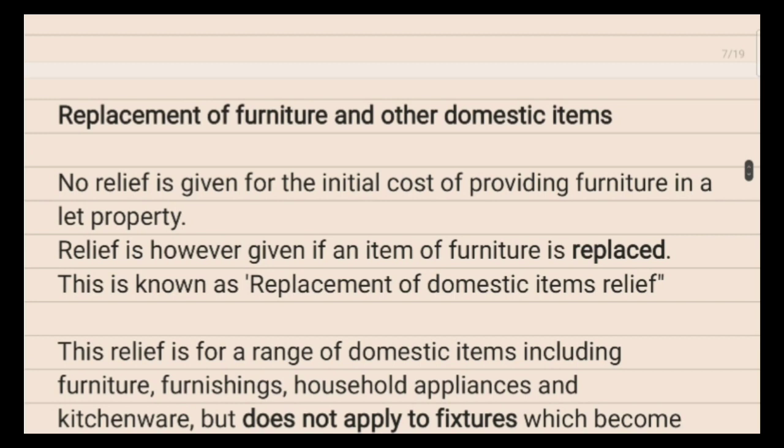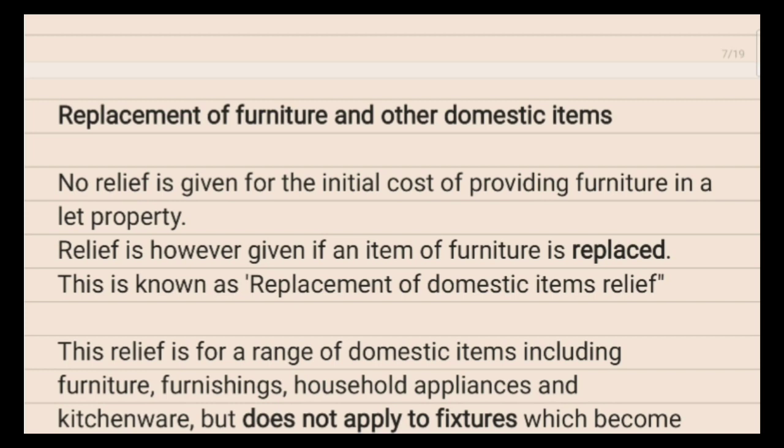Now about replacement of furniture and other domestic items. The rule is that if in a property business you have let out some furnished building, like a hostel, in that case from time to time the furniture needs to be replaced. So the replacement cost is said to be an allowable expense. But we have to consider some detailed rules in this regard. If the furniture was provided for the first time in such accommodation, then no relief is given for that initial expenditure.